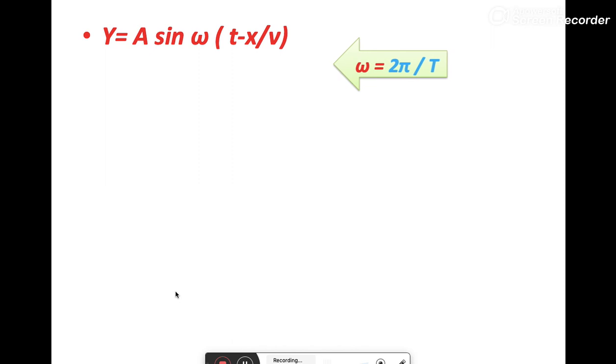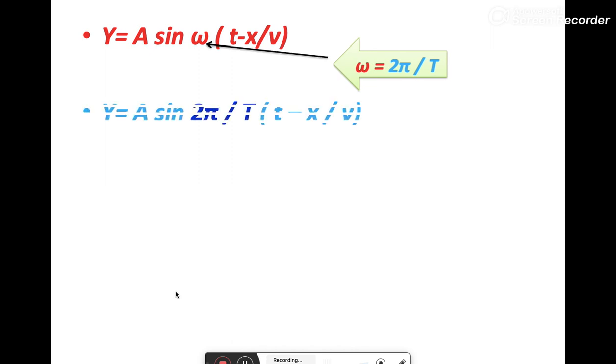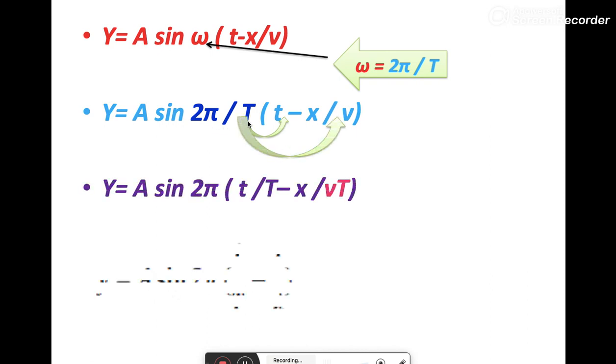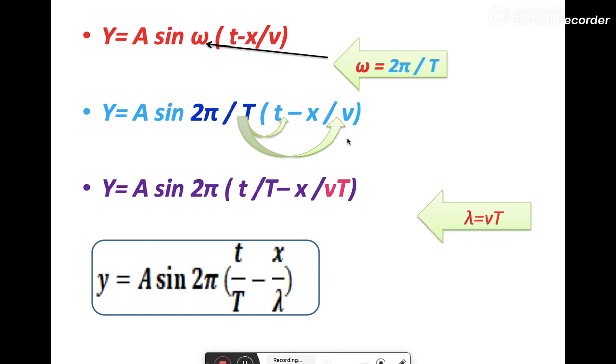Now, again, we replace omega by 2 pi by T. Now 1 upon T goes into the bracket, and I have y is equal to a sine 2 pi t upon capital T minus x upon vT. Again, we substitute lambda for vT, and my equation becomes y is equal to a sine 2 pi t upon time period minus x upon lambda.